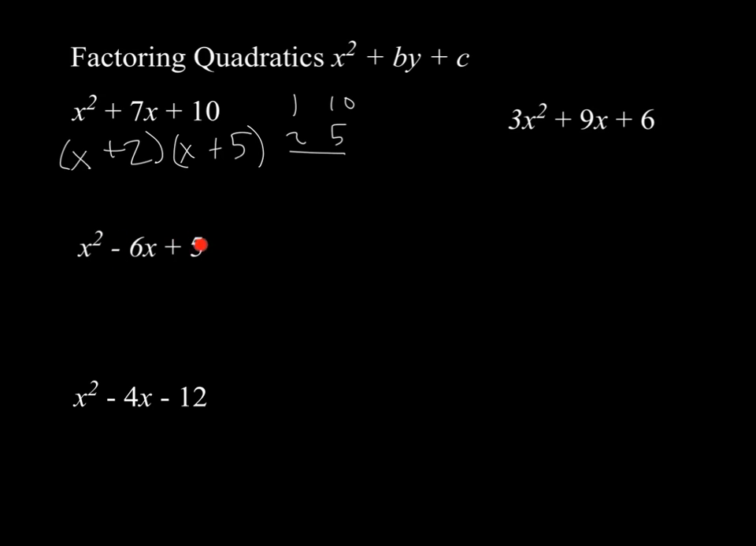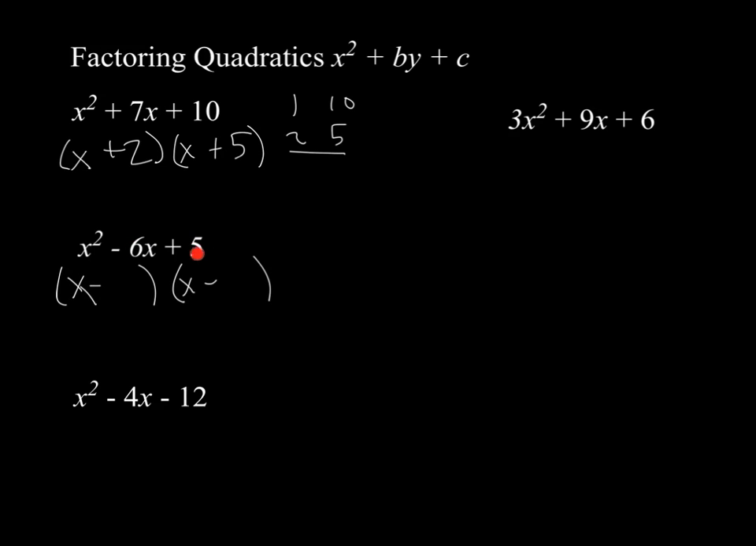The only way we can have two numbers that multiply to give us a positive but add to give us a negative is if both of them are negative. So we're going to have an x minus something and an x minus something. Two numbers that multiply to give me 5 but add to give me 6.